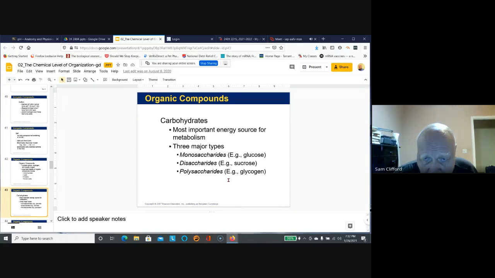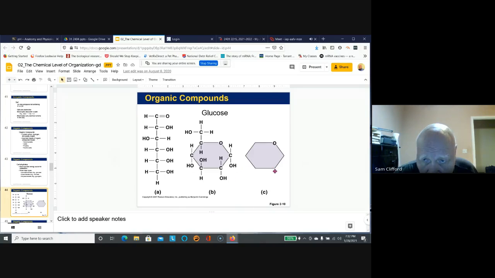Carbohydrates can be monosaccharides, disaccharides, and polysaccharides. So your job is to recognize this as a symbol for glucose. It's a hexagon with 5 carbons, carbons are here, and 1 oxygen. So glucose is the major fuel of your body.